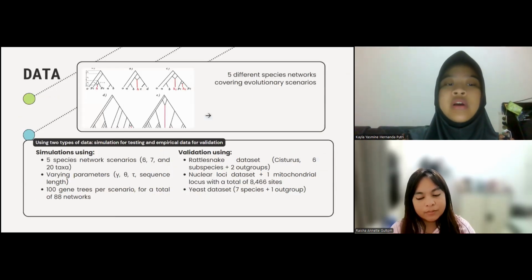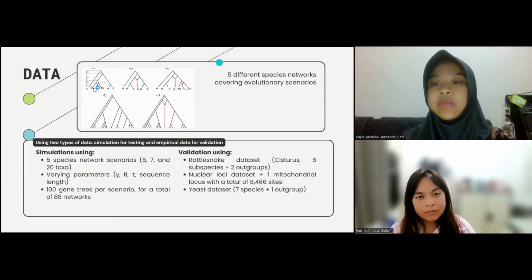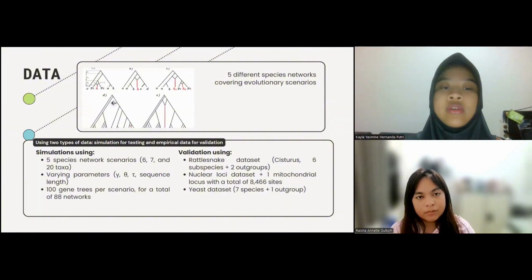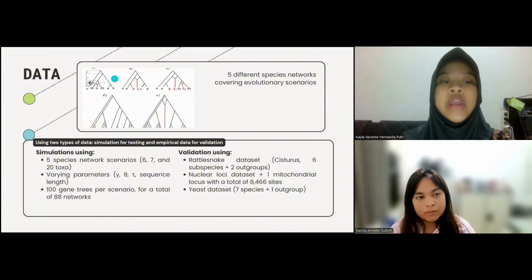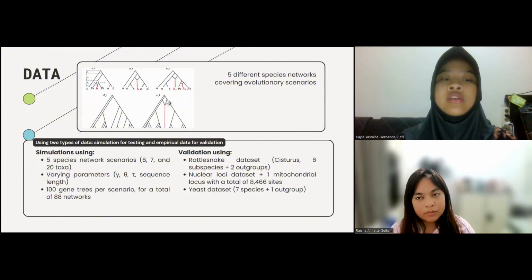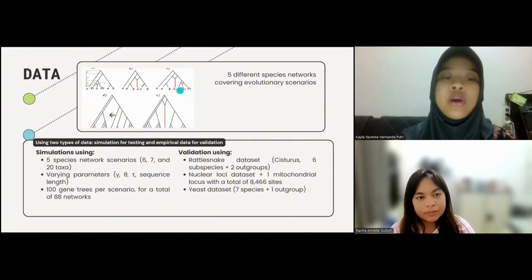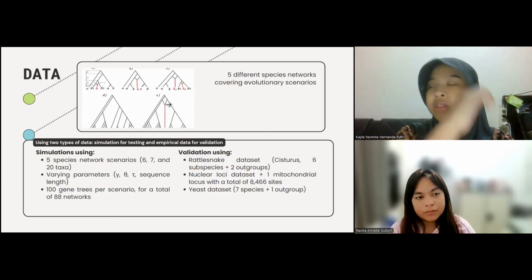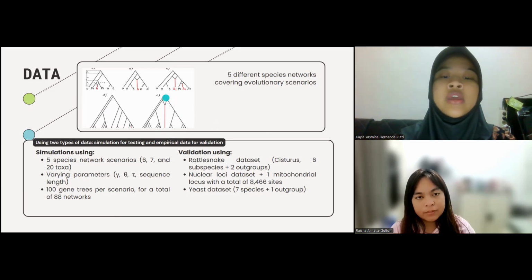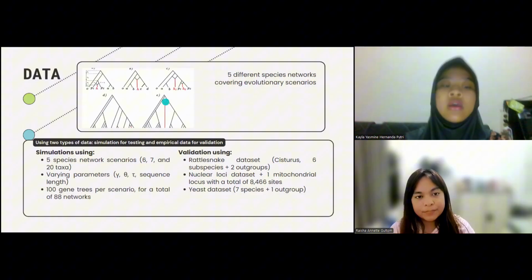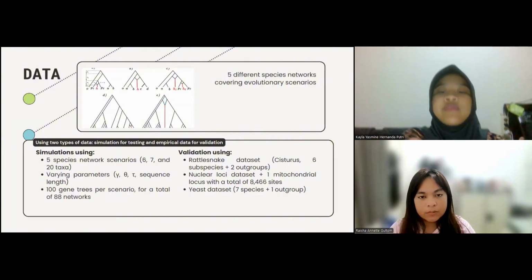The data used covers several evolutionary scenarios, in which hybridization happens in three types: maybe recently, maybe a long time ago, or recent and in many species, and then a scenario where hybridization happened a long time ago in many species. And this paper used two types of data: simulation for testing and empirical data for validation.